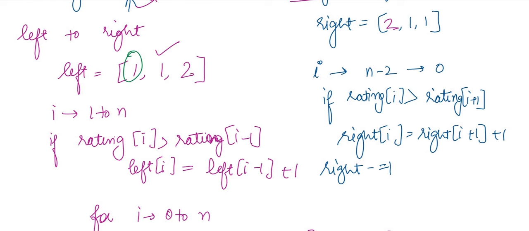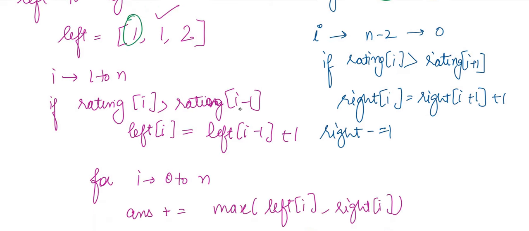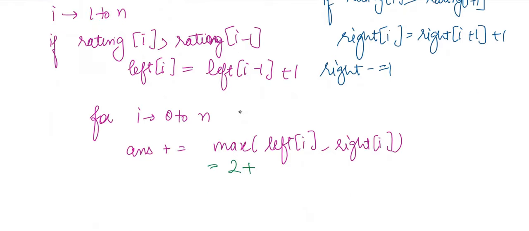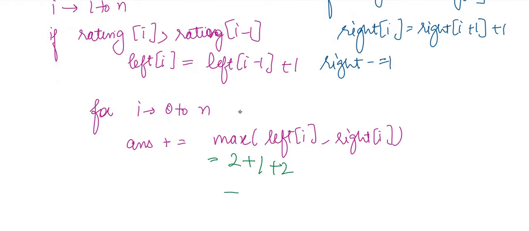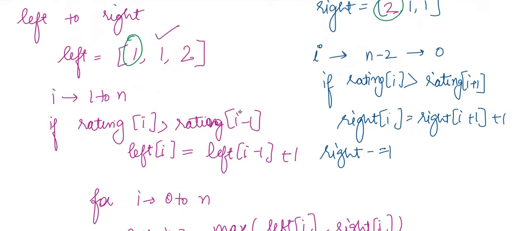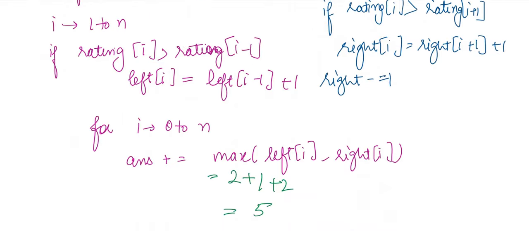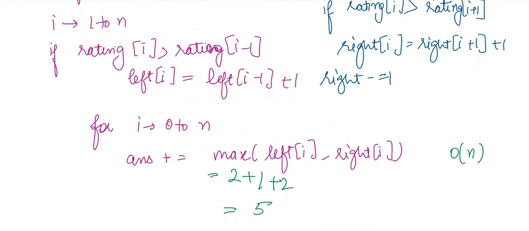First of all, you will consider this 2. Which one is the maximum value? Maximum value is 2. The 2 we will add, plus maximum value is 1, plus 2. So answer will be 5. Got it? In 2 passes we are going from left to right, right to left, and we are combining the result. This is order of n complexity.